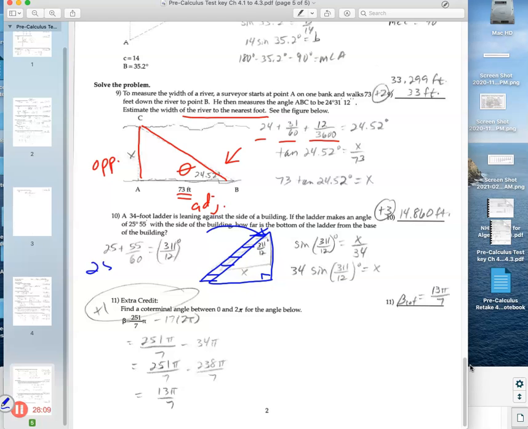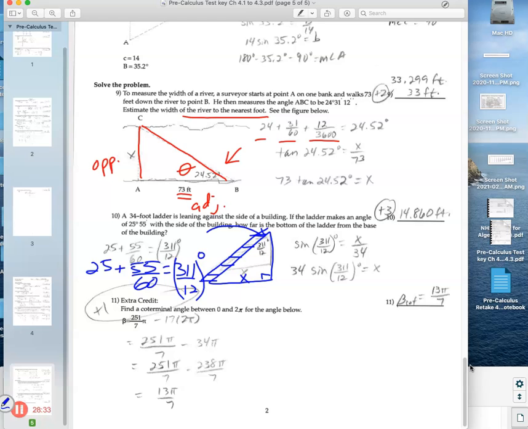So it's 25 plus 55 over 60, which doesn't work out so swell. And we can't use decimals and rounding early on in a problem. So we really need to leave that as 311 twelfths degrees if we're going to be able to punch this into the calculator easily. And what we are looking for is how far it is from the base.